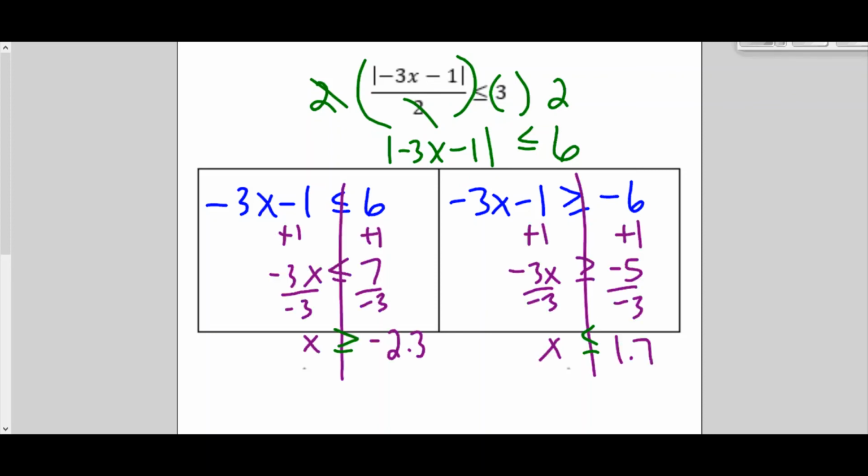Hopefully you took a minute to try this one. This one was an inequality, so remember we add 1 to both sides first. But since this is an inequality, when we divide both sides by negative 3, remember we need to switch the sign. So the signs switch. So this will be x is greater than negative 2.3, and then the other one will be x is less than 1.7.